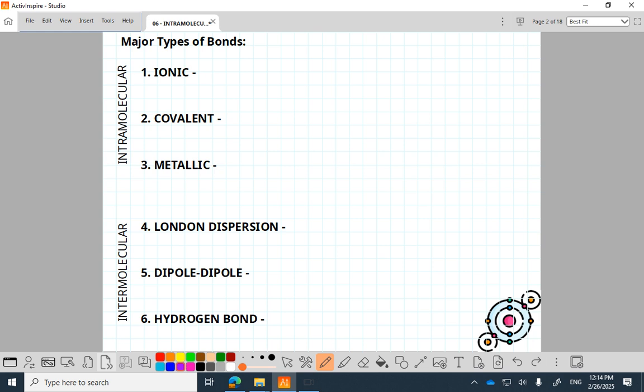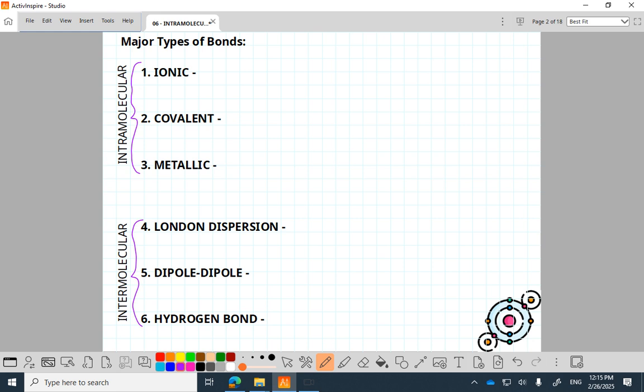These 3 are intramolecular. If you want to draw a box once we're done describing them, or do a curly Q, whatever works for you. We're going to talk about each of these in more detail. I just want to write the basic definition for the 6 before we start.